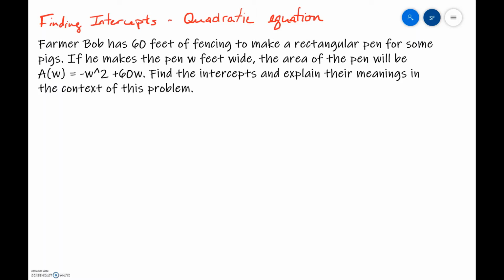So again, we've got two letters in our equation. The first letter is a W, and that represents W feet wide, so that's the width of the pen. And so if he makes the pen W feet wide, the area of the pen will be A of W, so this A of W represents the area of the pen.